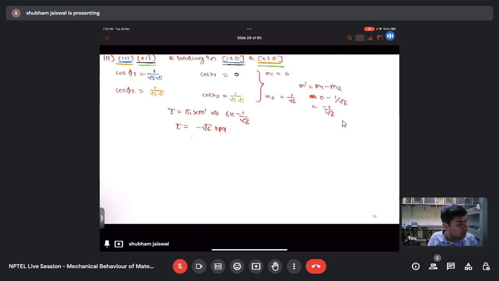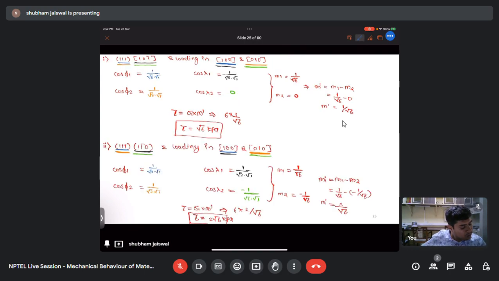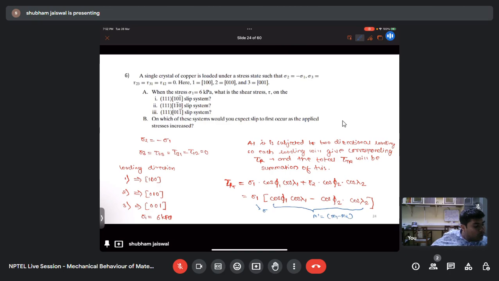Now here comes the second part of the question, that is B. On which of these systems would you expect slip to first occur as the applied stress is increased? So as for all these three, the sigma 1 is common. So if the slip needs to occur on any of the given systems, the value of m should be highest.